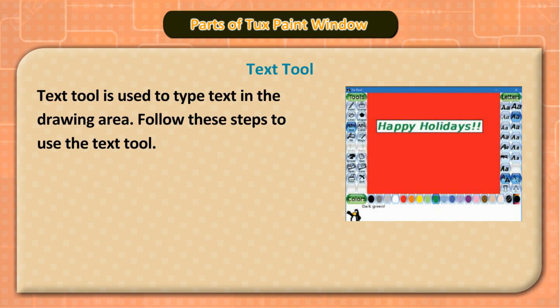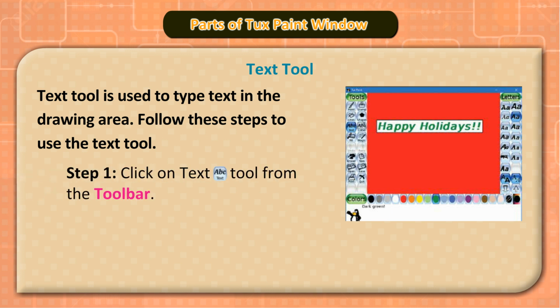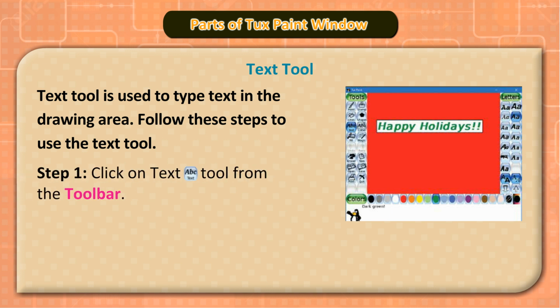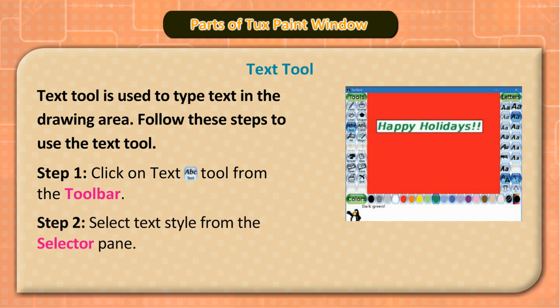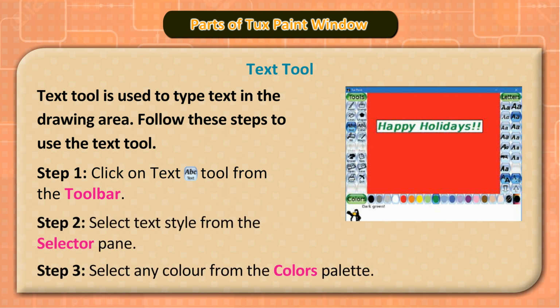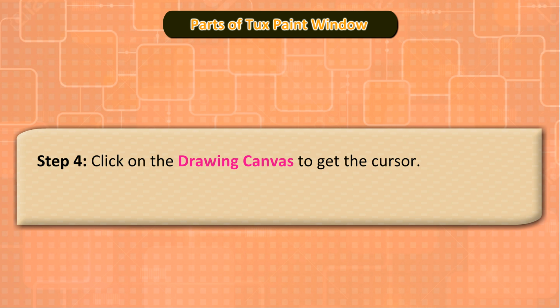Text tool. The Text tool is used to type text in the drawing area. Follow these steps to use the Text tool. Step 1. Click on the Text tool from the toolbar. Step 2. Select text style from the selector pane. Step 3. Select any color from the color palette. Step 4. Click on the drawing canvas to get the cursor. Type your text. Press Enter key to end.